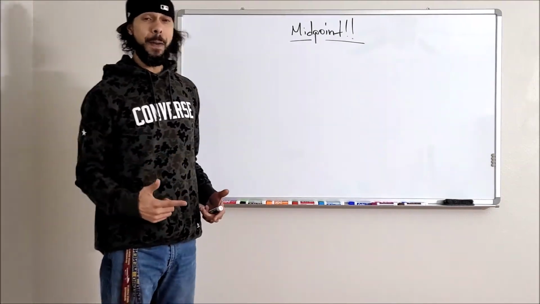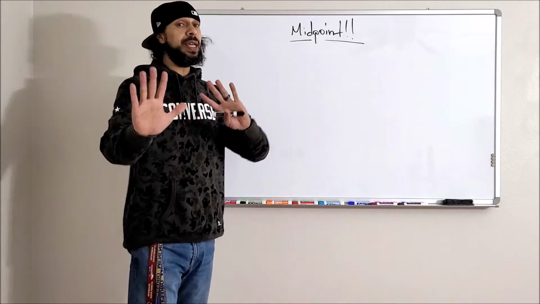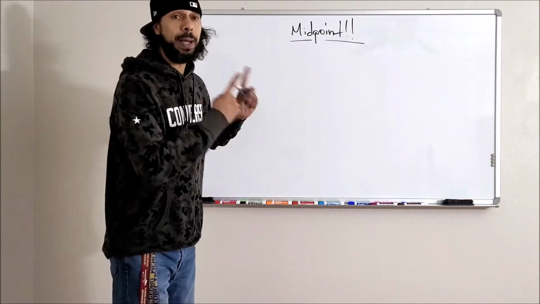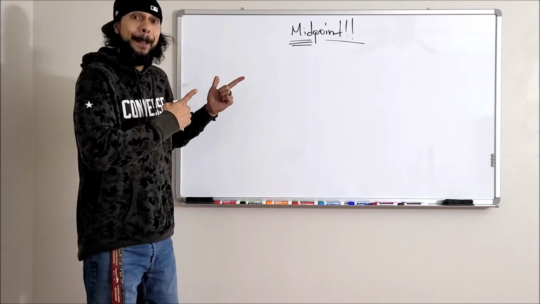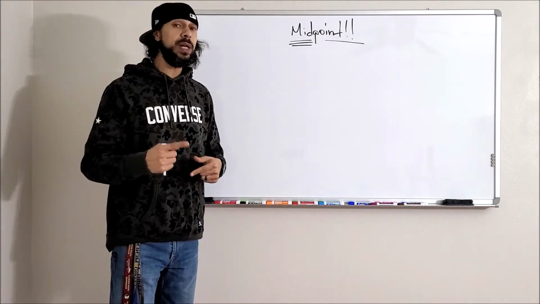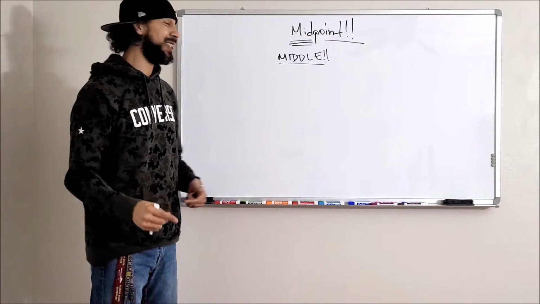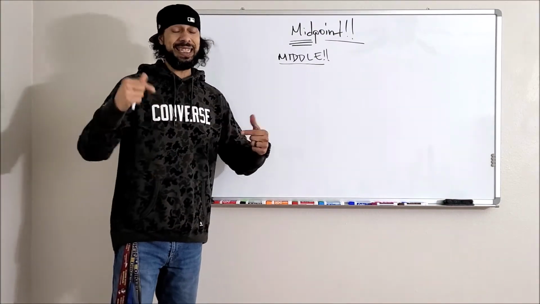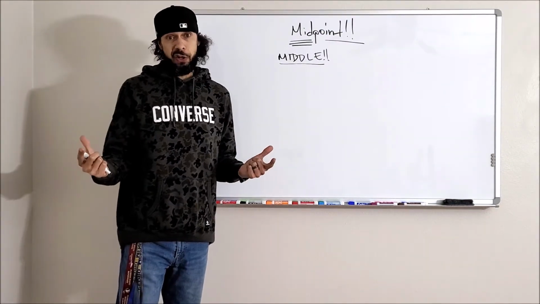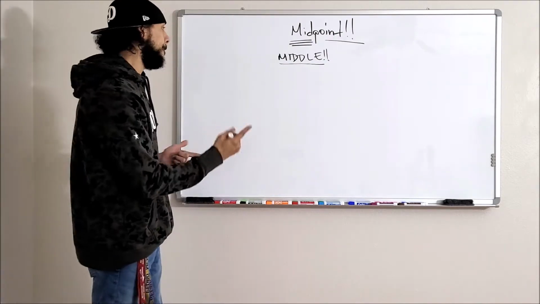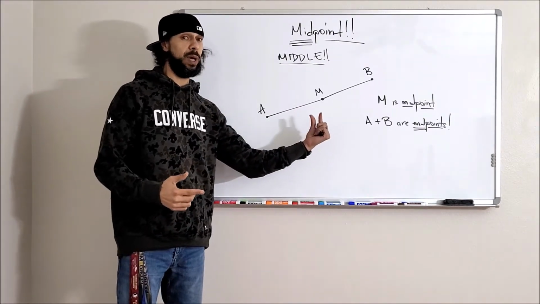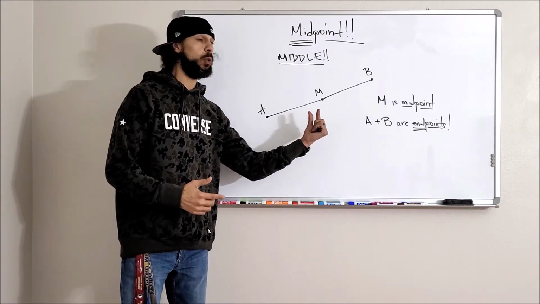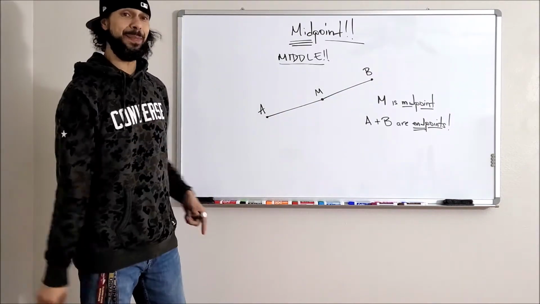Today's topic, midpoints. The key thing to think about when we're talking midpoints is the beginning of the word, mid. When you think midpoint, think middle. Think of the point that is exactly in the middle of two other endpoints. It looks something like this. M is the midpoint, exactly in the middle between A and B.